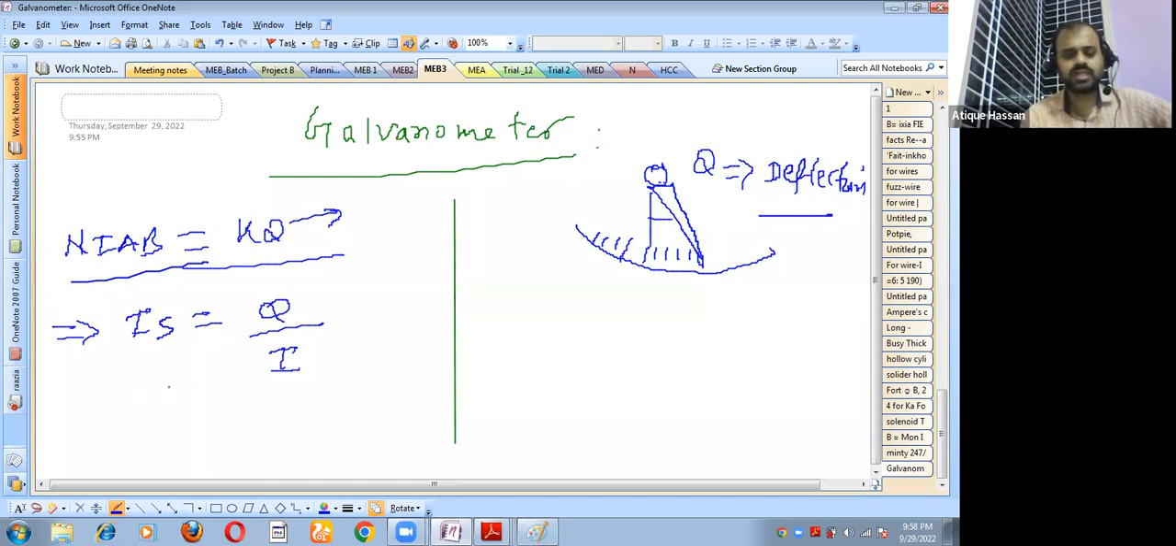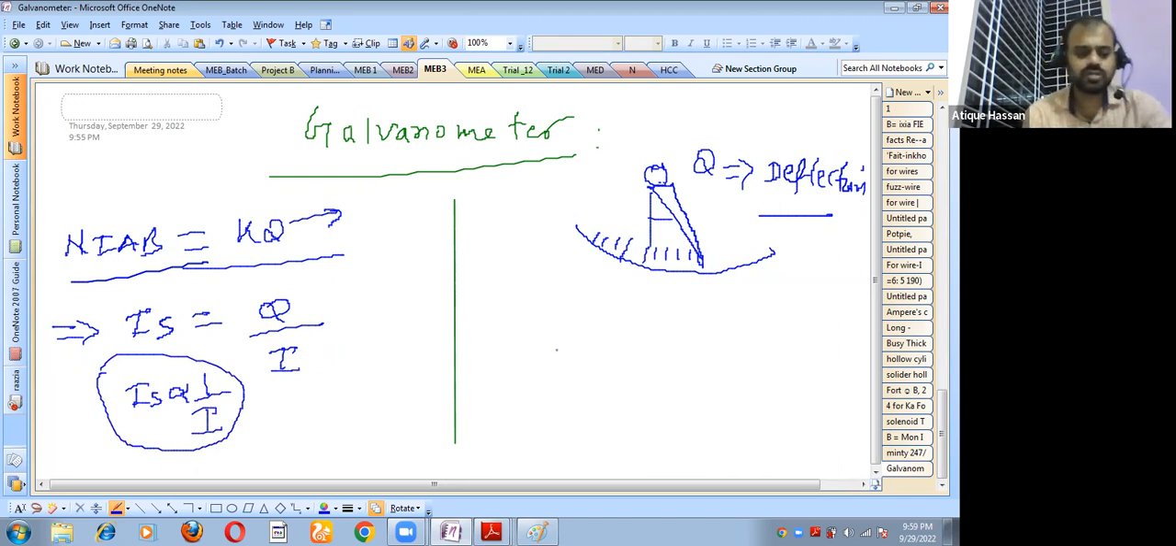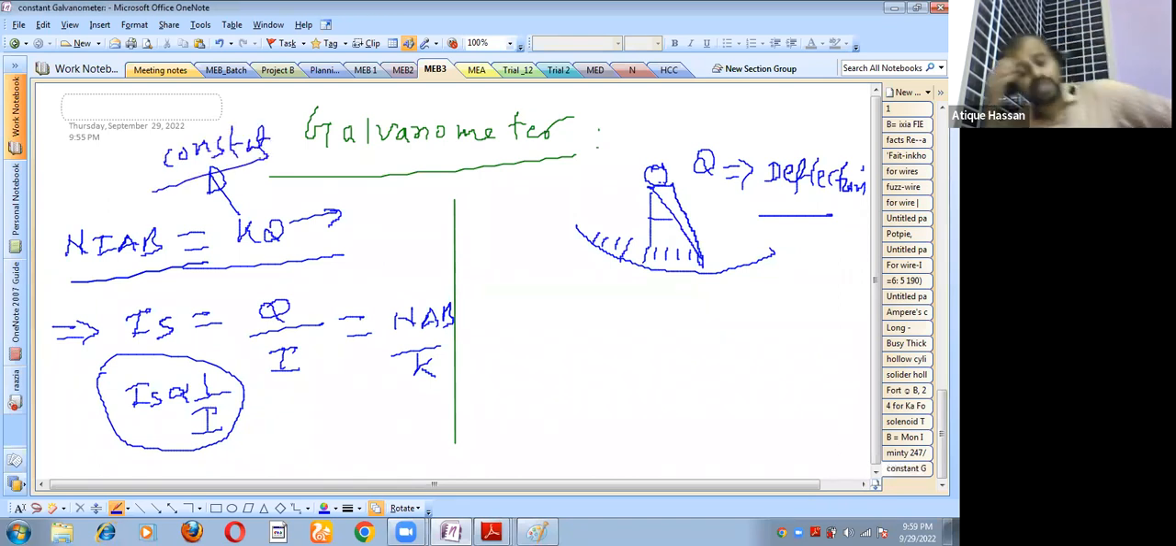So we define current sensitivity, which is given by deflection upon applied current. You can also say current sensitivity is inversely proportional to current. From here you can write theta by I is equal to NAB upon K. Here K is a constant, basically a torsional constant. So directly you can remember K is a constant.